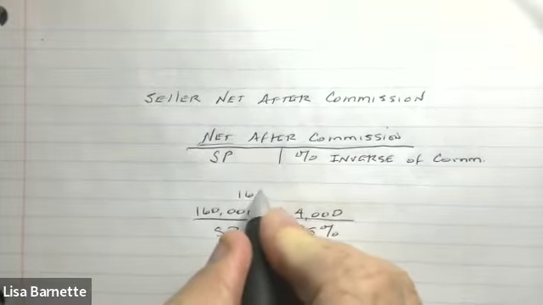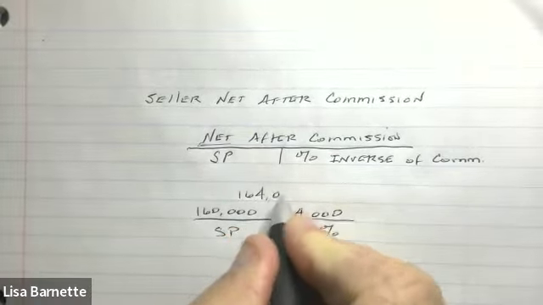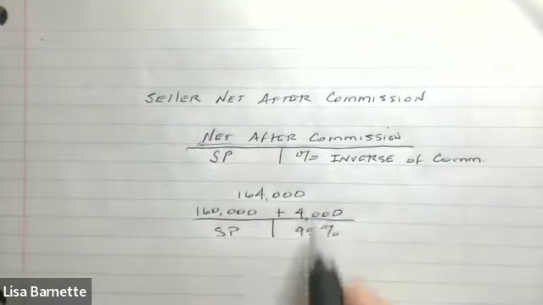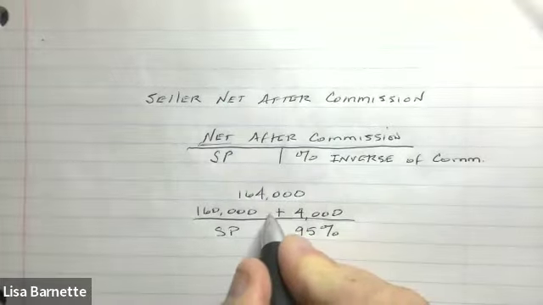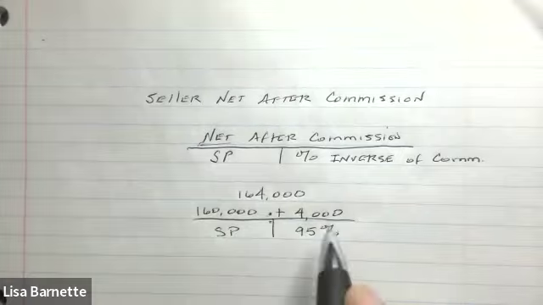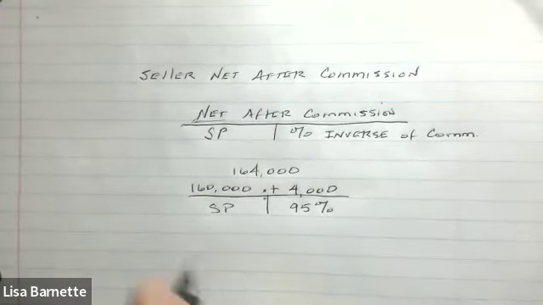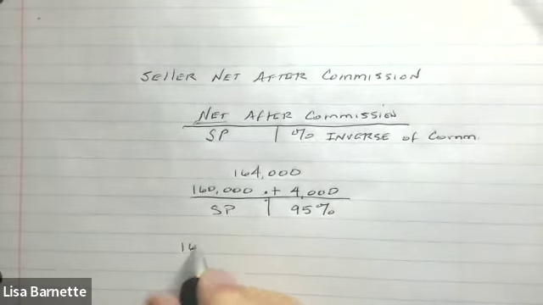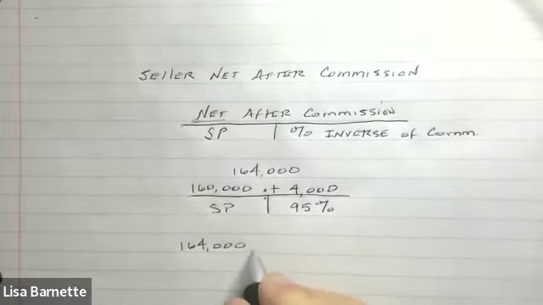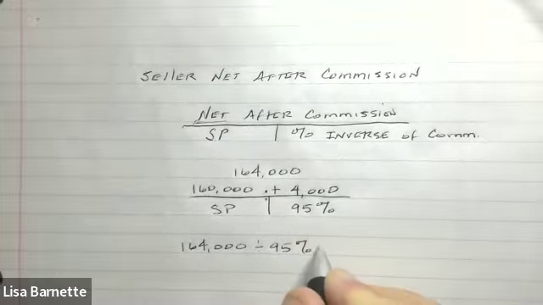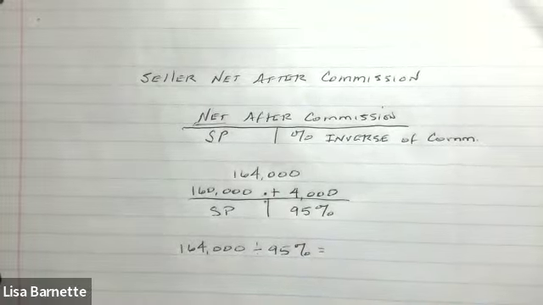First, let's figure out what we have on the top. 164,000 are the two numbers added together. And then we have the net after commission divided by the inverse of the commission. And remember, on the T-bar, we divide at that point. So what we have is one final step here: 164,000 divided by 95% equals, and I'm going to take out my calculator here and calculate that.